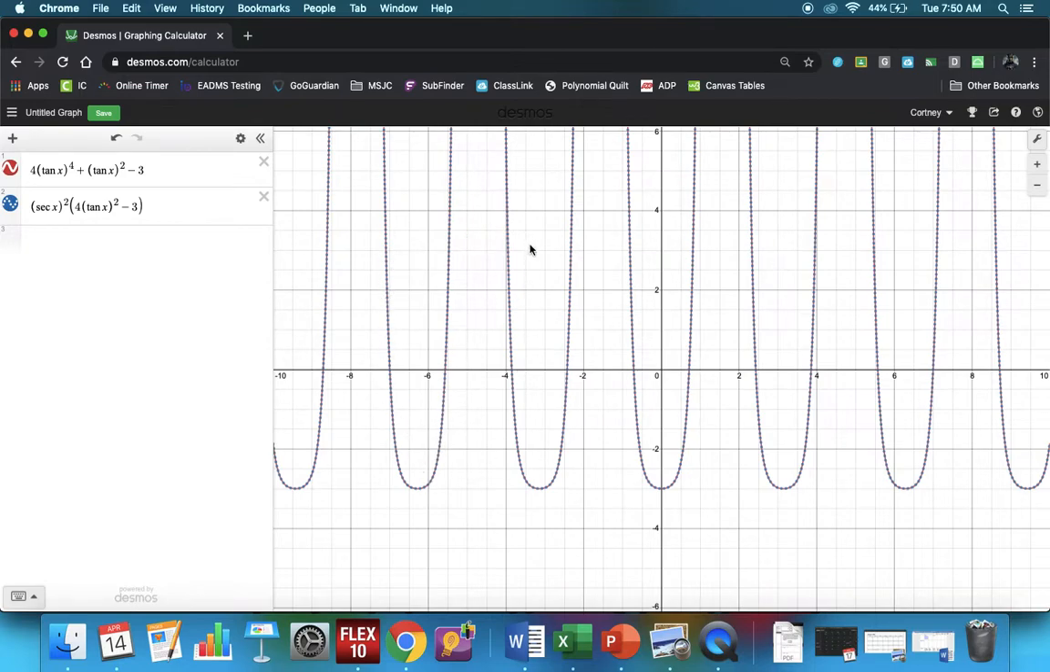So we see that the graphs are exactly the same. You can take one off. There's one graph. There's the graphs together. They're exactly the same. So that does verify that the two equations are equivalent because their graphs are exactly the same. Okay.